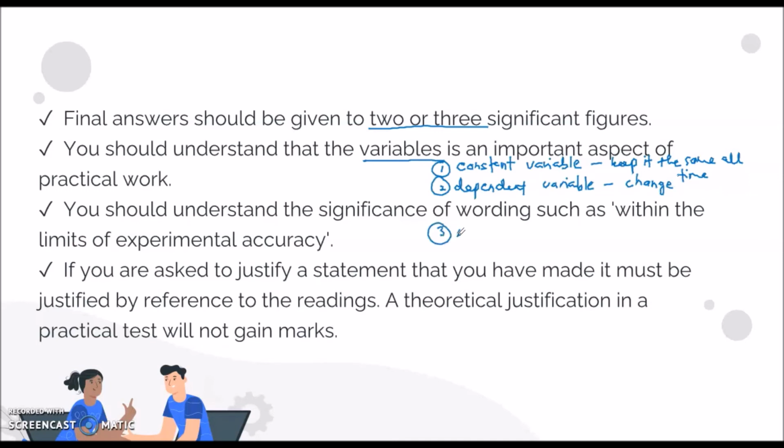Number three is the independent variable. The independent variable is the one that we set. For example, we want to see how a spring stretches. We want to determine Hooke's law. So we set the load; we have 5 loads altogether: 1 newton, 2 newton, 3 newton, 4 and 5 newton. So we are the ones who set the load, so the load here is the independent variable.